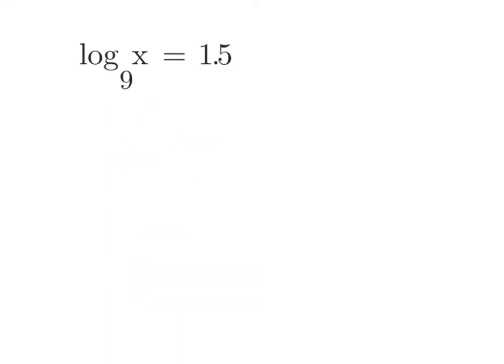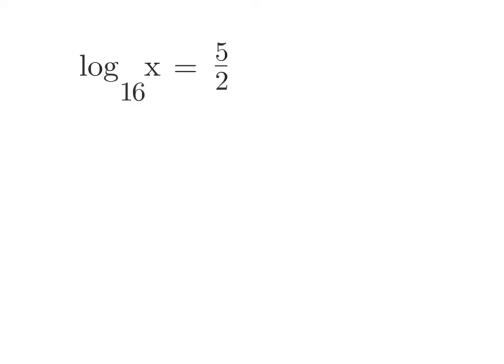So let's say we have log base 9 of x is equal to 1.5. Now if you're not recognizing, of course, that 1.5 is 3 halves, you could still do the problem. We're going to rewrite it as an exponential equation. So keep the base the same and switch the other two. So 9 to the 1.5 is equal to x. And now you could just use your graphing calculator to do 9 to the 1.5. And you'll get that x is equal to 27.